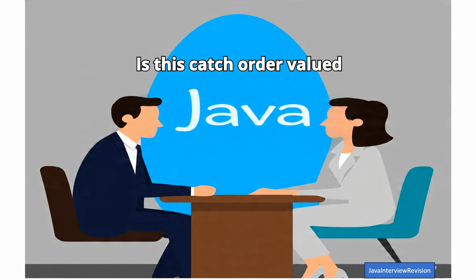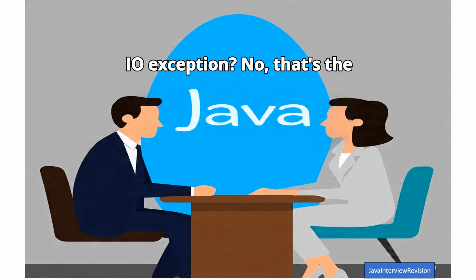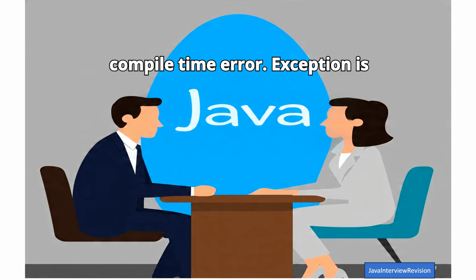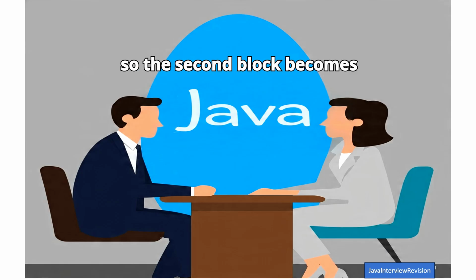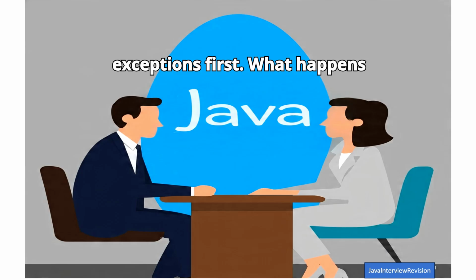Is this catch order valid? Catch Exception followed by catch IOException. No, that's a compile time error. Exception is a superclass of IOException, so the second block becomes unreachable. We must catch specific exceptions first.